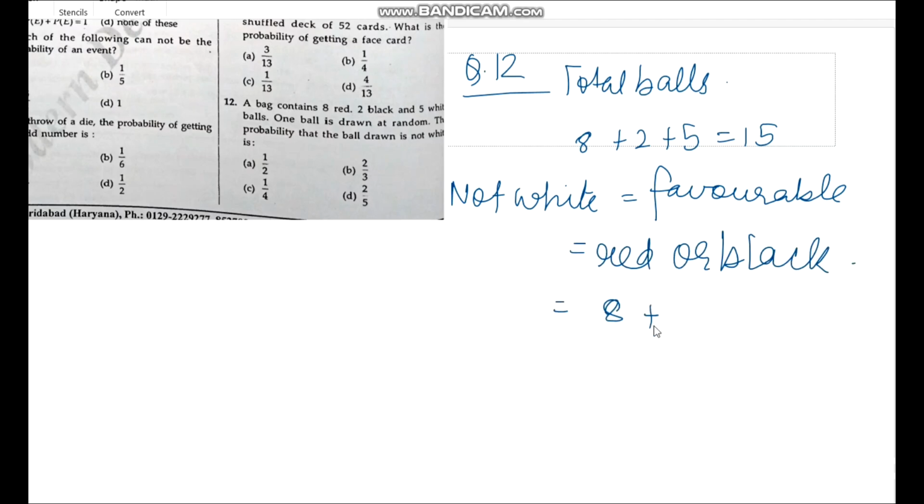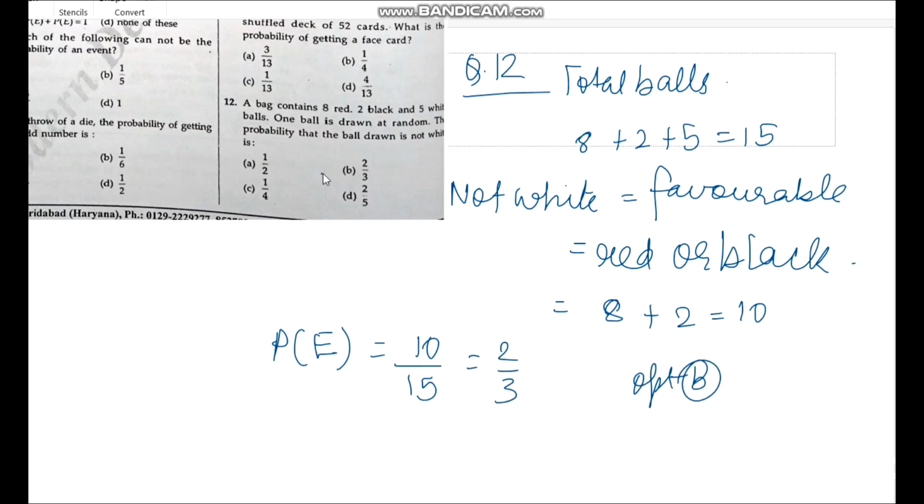So it will be 8 plus 2 is equal to 10, right? So my probability of that event, not white, will be how much? 10 by 15 or 2 by 3. Okay, so option B will be my right answer.